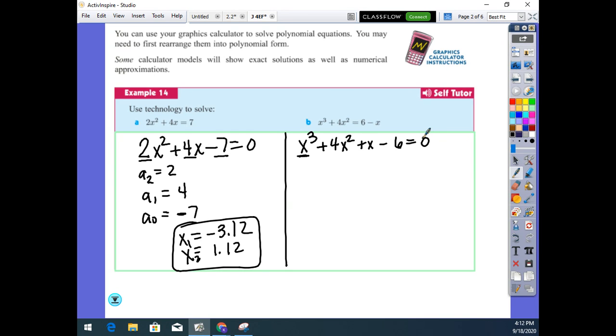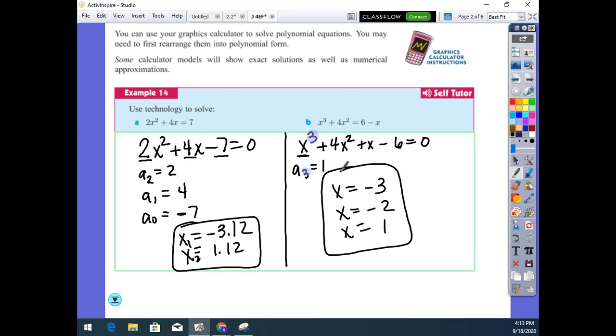All right, so let's go back. You want the main menu, hit enter for Poly Root Finder. Now our order is 3. A sub 3 is 1. See how your degree matches your A. So we have 1, 4, 1, -6. Solve. X equals -3. X equals -2. X equals 1. And those are your solutions.